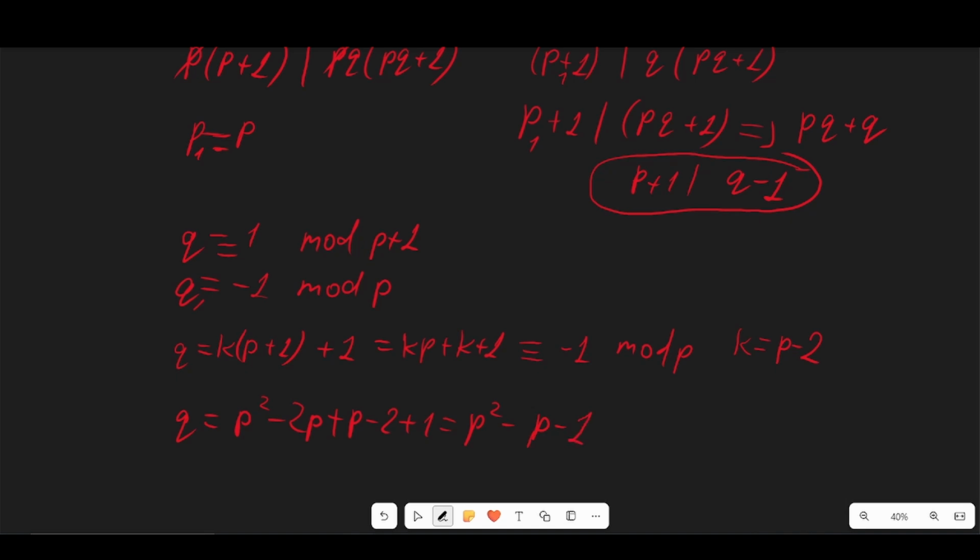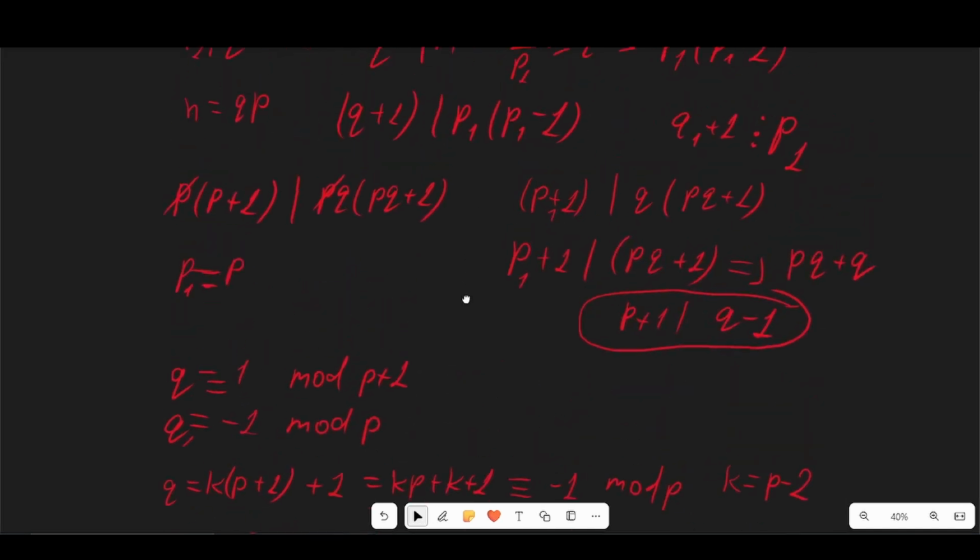So we have shown that every peculiar number is p times q. There, between p and q is this connection. Q must be represented as p squared minus p minus 1. And so we can see that every prime number can also be a divisor of at most 3 peculiar numbers.